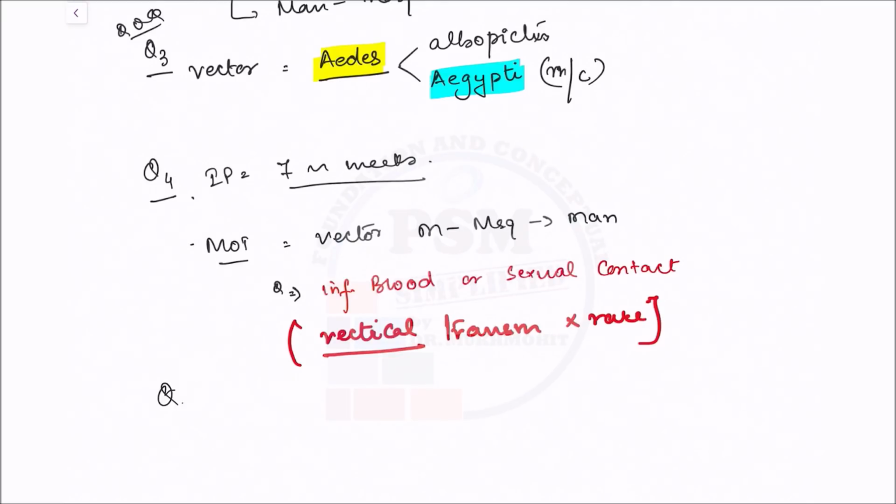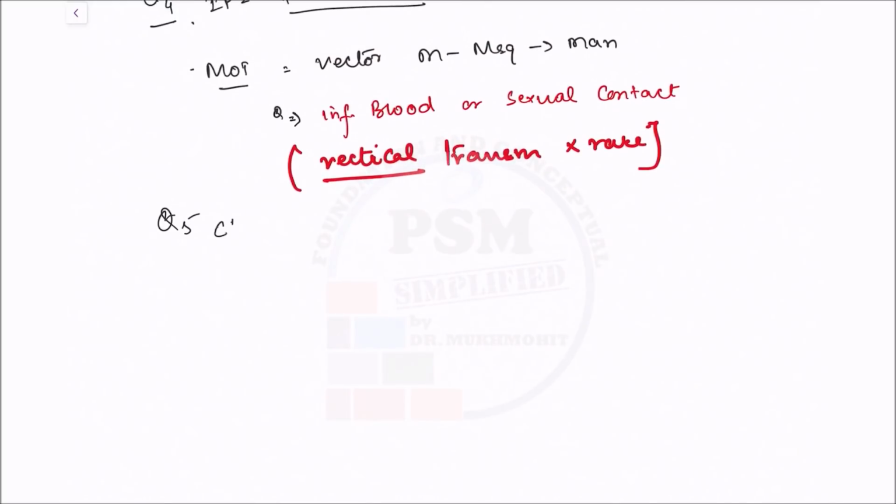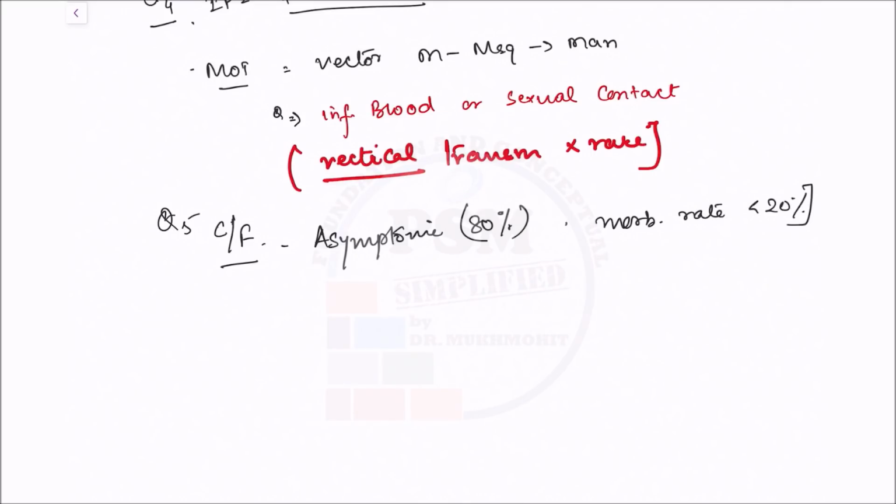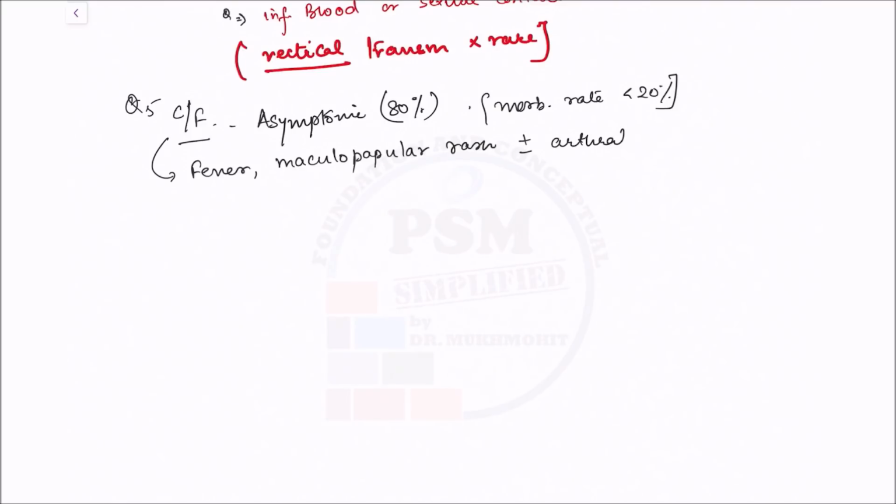Question number 4, the next point we would like to touch upon is the classical clinical features. If you talk about the clinical features of Zika, Zika disease is largely an asymptomatic disease. Please remember, it does not cause symptoms in most of the cases. It's largely asymptomatic, 80% is asymptomatic. So basically, I can say that the morbidity rate for Zika is less than 20%, right? And most commonly, the clinical features would be fever, a maculopapular rash, associated with plus or minus arthralgia.